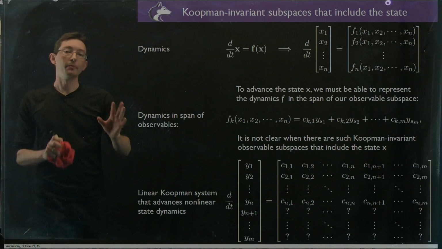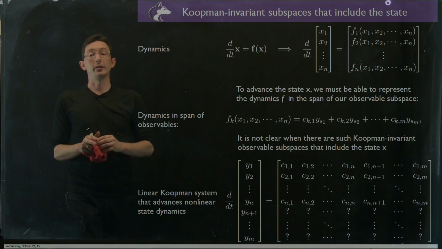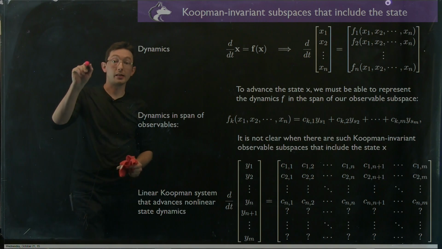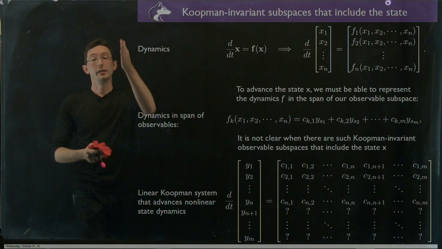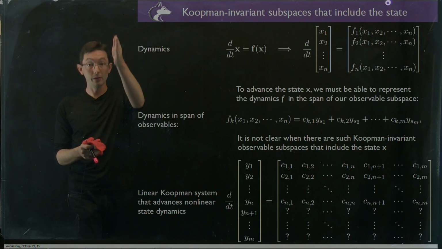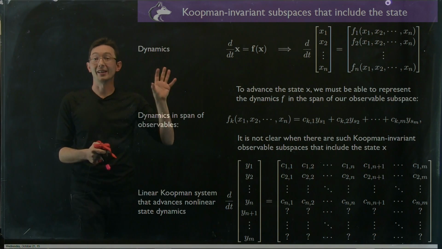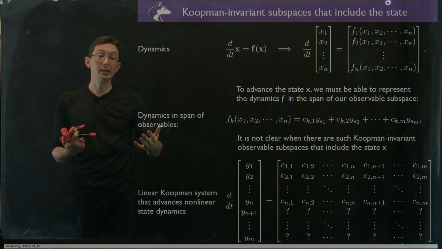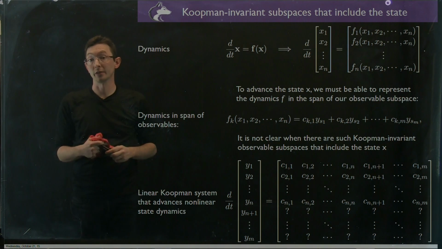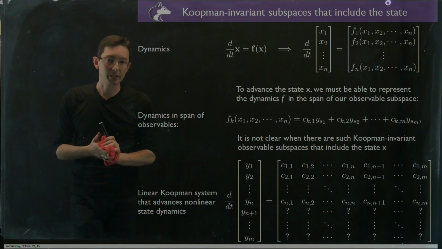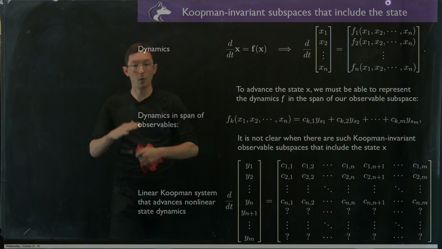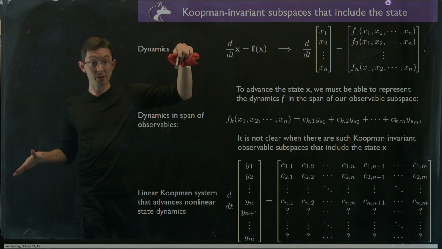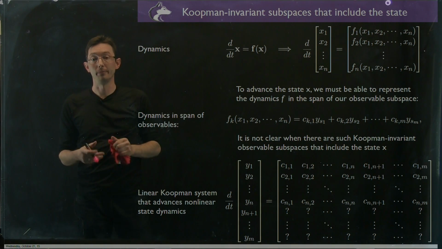Okay, so we saw that for some differential equations, for some nonlinear dynamical systems, we can pick a smart choice of observable functions so that when we write our dynamics in terms of those observable measurements, we actually get a linear dynamical system that exactly represents the nonlinear dynamics and that I can use to develop better nonlinear control laws. Now, a natural question comes up: when can I do this? When do my dynamics admit these finite dimensional Koopman observable subspaces that I can use for control?